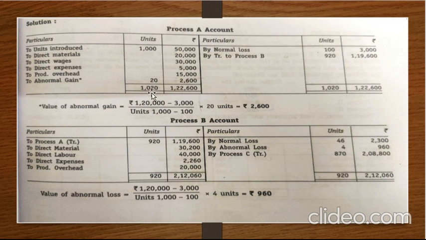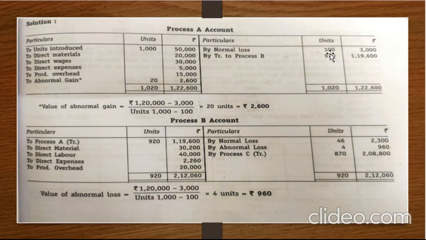How many units are there in abnormal gain? 20 units. So 130 into 20 will give you 2,600. So 2,600 is the value of your abnormal gain amount. Now your total input column will be 50,000 plus 20,000 plus 30,000 plus 5,000 plus 15,000 plus the abnormal gain 2,600, which gives 1,22,600 as the cost. Then your units is 1,020.